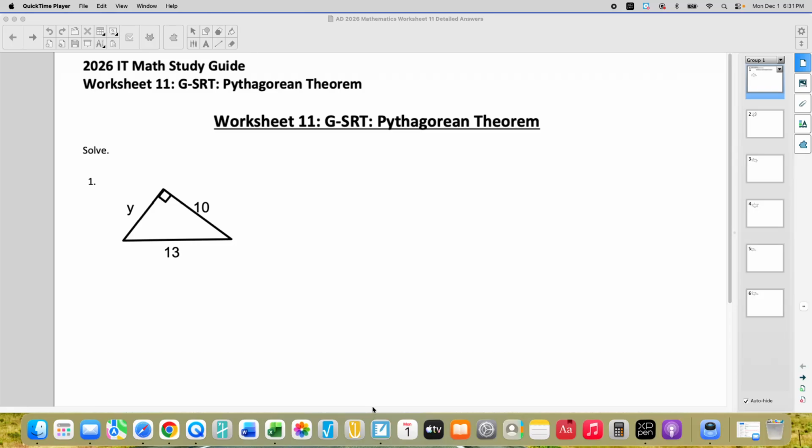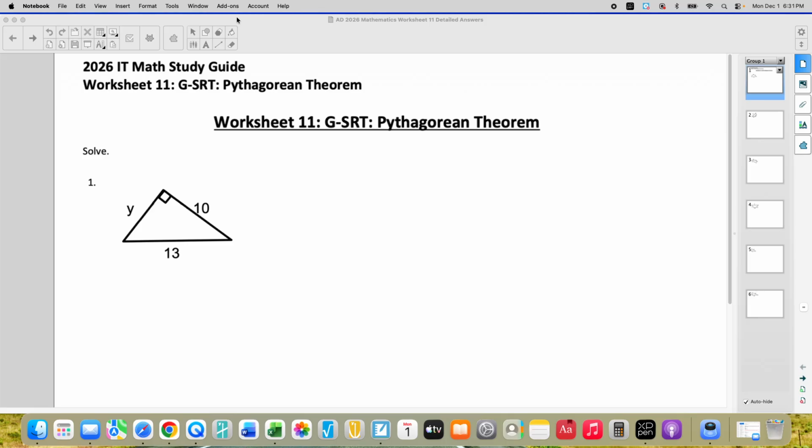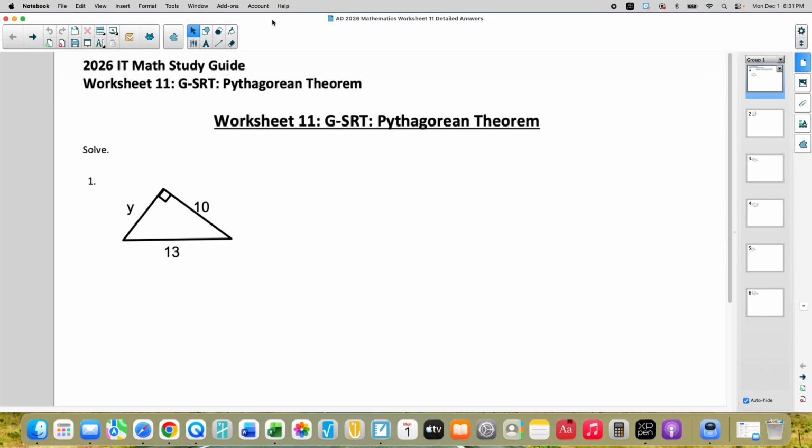Okay, this is worksheet number 11. And here we're working with the Pythagorean theorem.